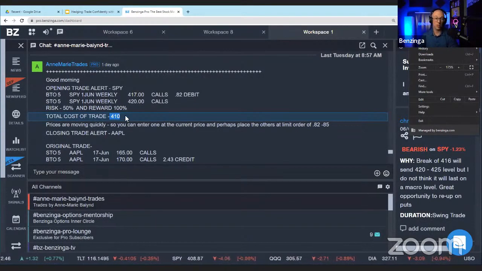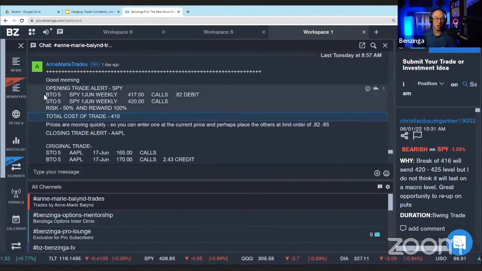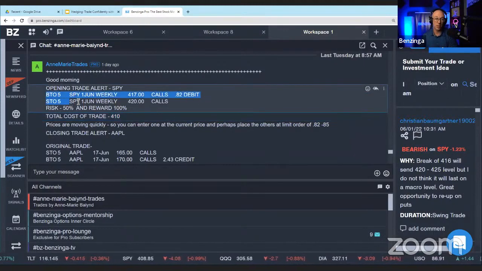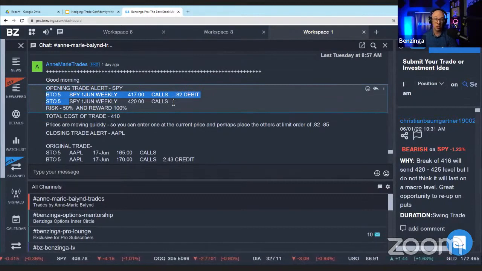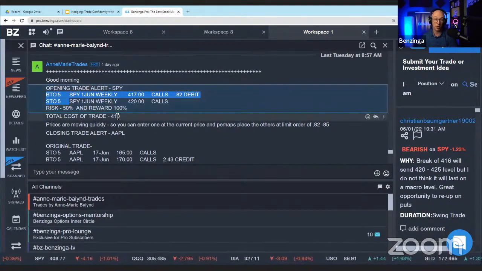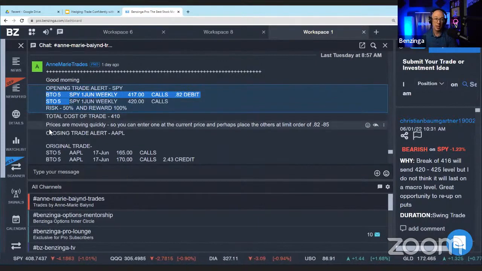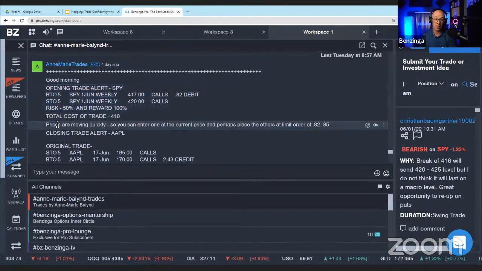So the total cost is 410 because she took 5 of these spreads. So it's 5 times the 82-cent debit, or $82. So 5 times 82 is 410. That's how you get that. And she's giving you additional context for the trade.